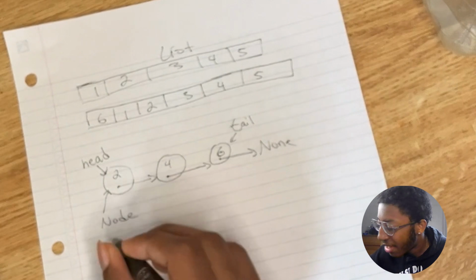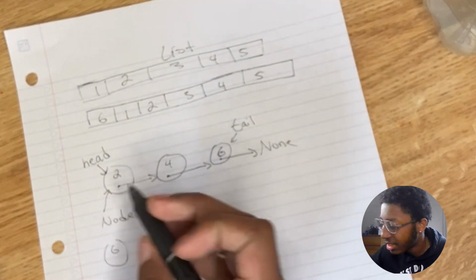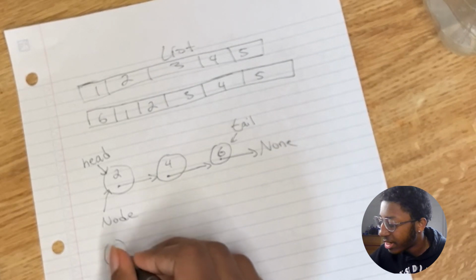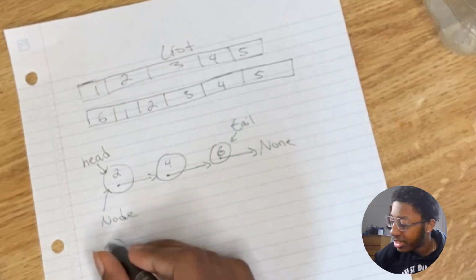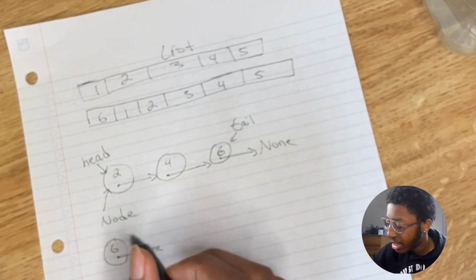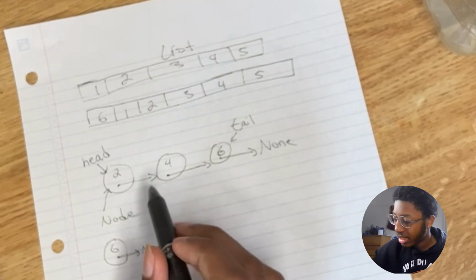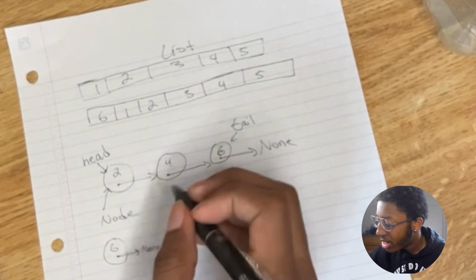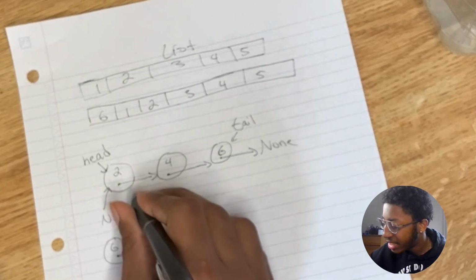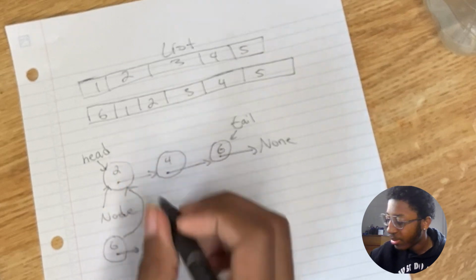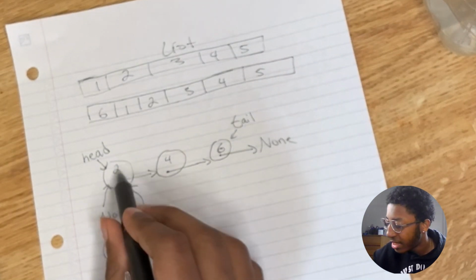Say I wanted to add the element 6 to the front of this list. Well, if I created a new node, the node's next reference would be None. So if I wanted to create a new node, this is what it would look like. And to add it to the front of the list, instead of this pointing to None, we're going to point this to the head reference, right? So now this new node that I'm adding to the front of the list is pointing to the head.